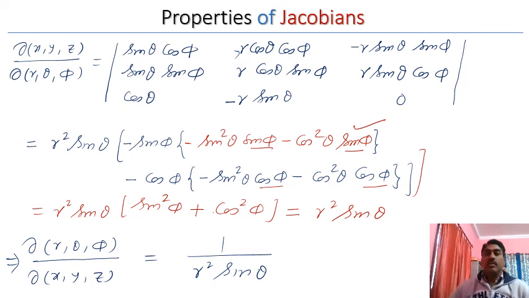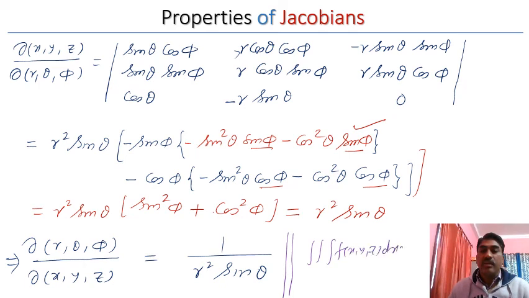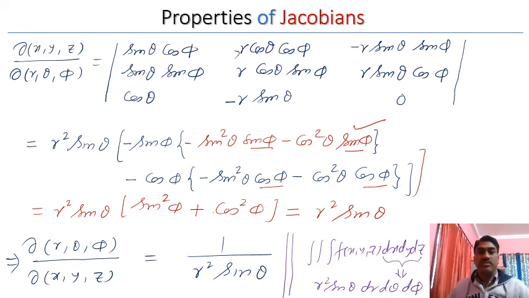When you evaluate triple integrals of the form f x y z dx dy dz, and you take the transformation as taken in this question, x equal to r sin theta cos phi, y equal to r sin theta sin phi, and z equal to r cos theta, then this dx dy dz will be replaced by r square sin theta dr d theta d phi. So this is why this Jacobian is important to us. This is not part of this question. I just indicated that during triple integration you will need this.